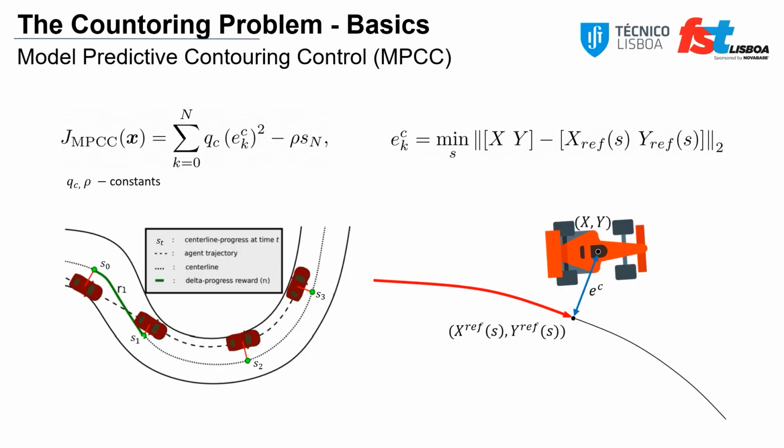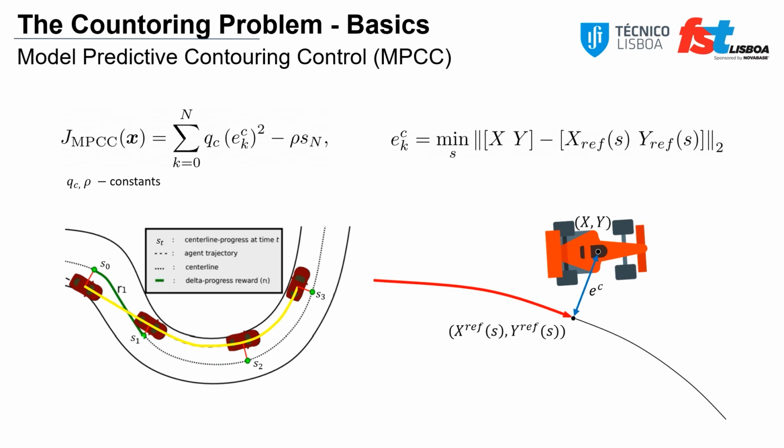In this work, the developed formulation is based on the contour problem, making it become the model predictive contouring control, in short MPCC. This formulation tries to minimize the lateral distance of the car with regards to the centerline and maximize the velocity at which the path is being traveled. This allows the car to generate its own racing line.